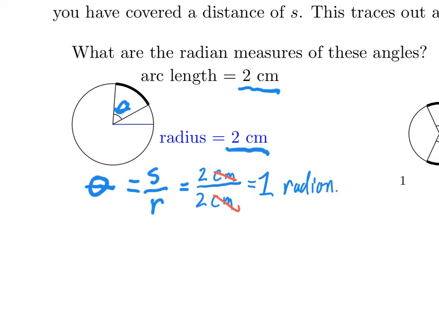So you'll notice that right here the units on those distances just canceled. So in some sense this is a unitless measure. It's just 1. But the fact that it's 1 radian tells you that that 1 is the ratio of arc length to radius.